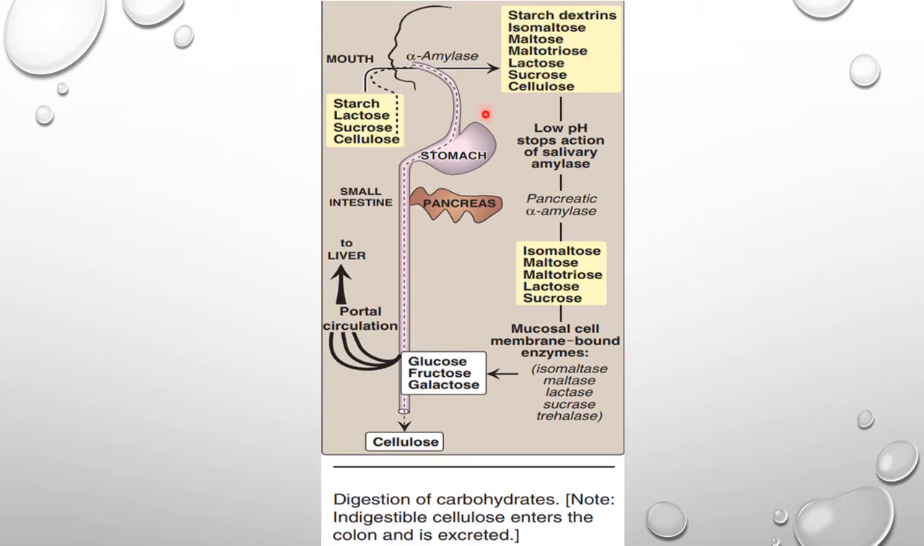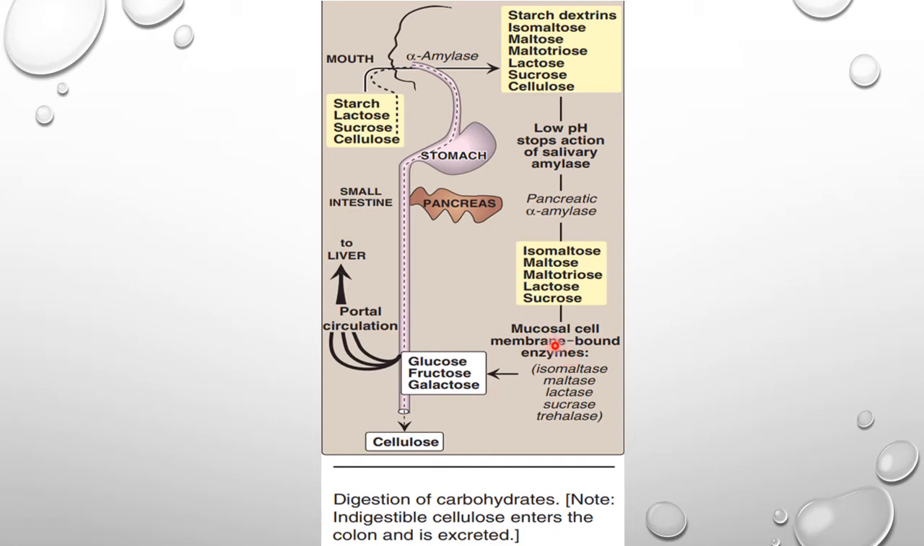Now, this mixture is poured into the stomach where there is low pH, which results in inactivation of salivary amylase, and there is no digestion of carbohydrates in the stomach. Now, this mixture from the stomach is poured finally into the small intestine. In the small intestine, first comes the secretion from the pancreas that contains pancreatic alpha amylase. This pancreatic alpha amylase can work on these starch dextrins and convert them into isomaltose, maltose, and maltotriose, while again there is no effect on lactose and sucrose. And cellulose is simply excreted as such because there is no cellulase enzyme in the small intestine.